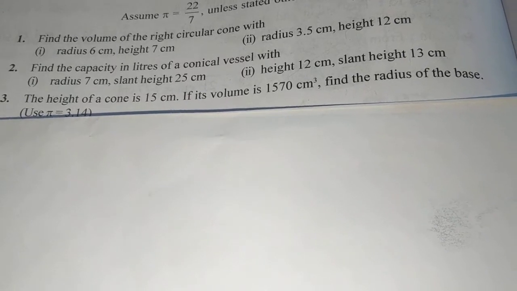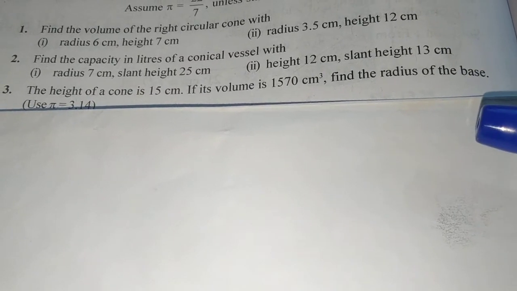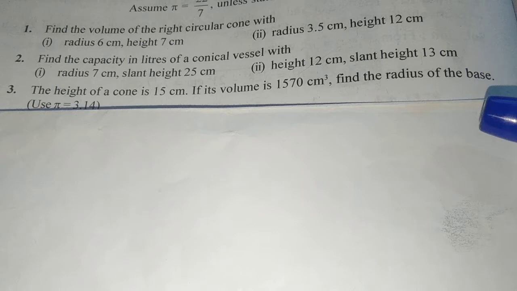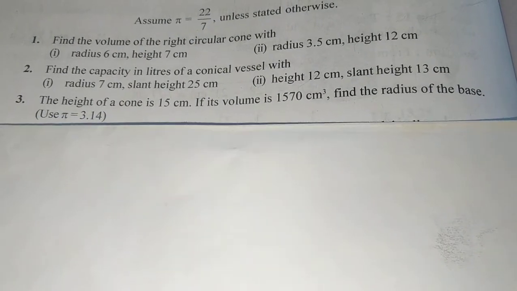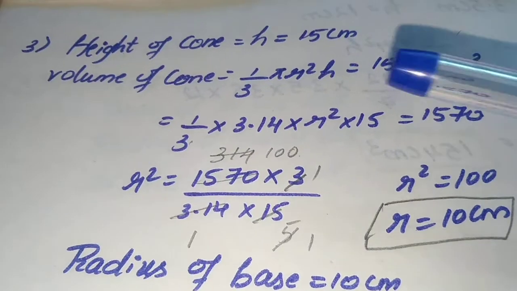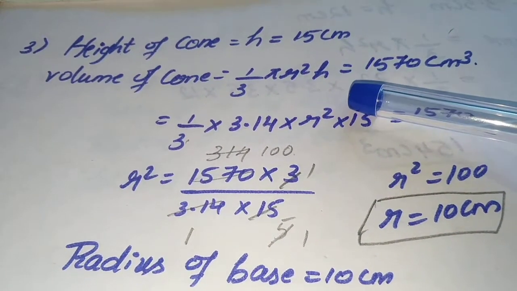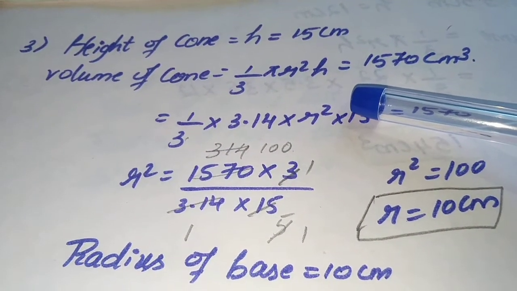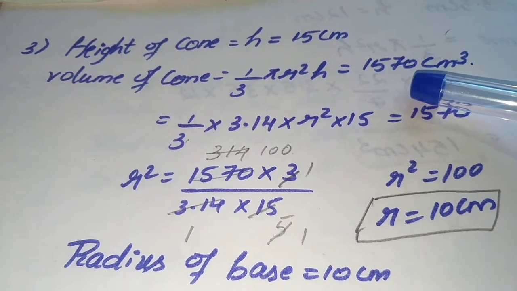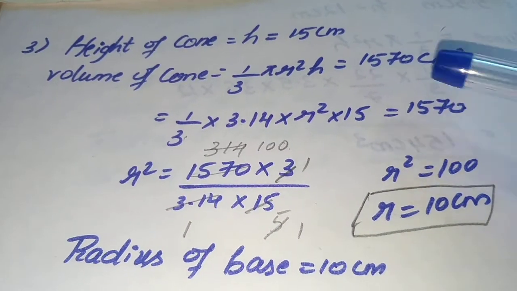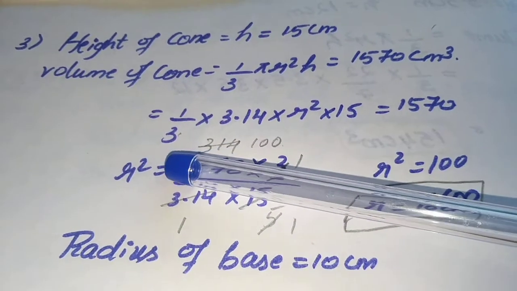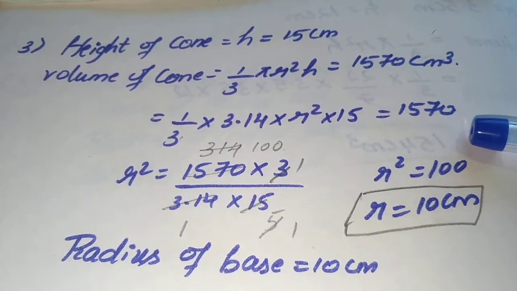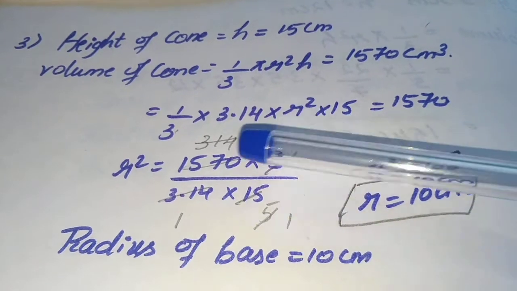In your third question, children, they have given the height and volume. You have to find the radius using pi value as 3.14. Height is equal to 15 centimeter. Volume formula I am going to apply: 1 by 3 pi R square H. Volume they have given as 1570 centimeter cube. Now pi they have asked to take as 3.14. Remaining values I will transfer to the other side keeping R square in the LHS.